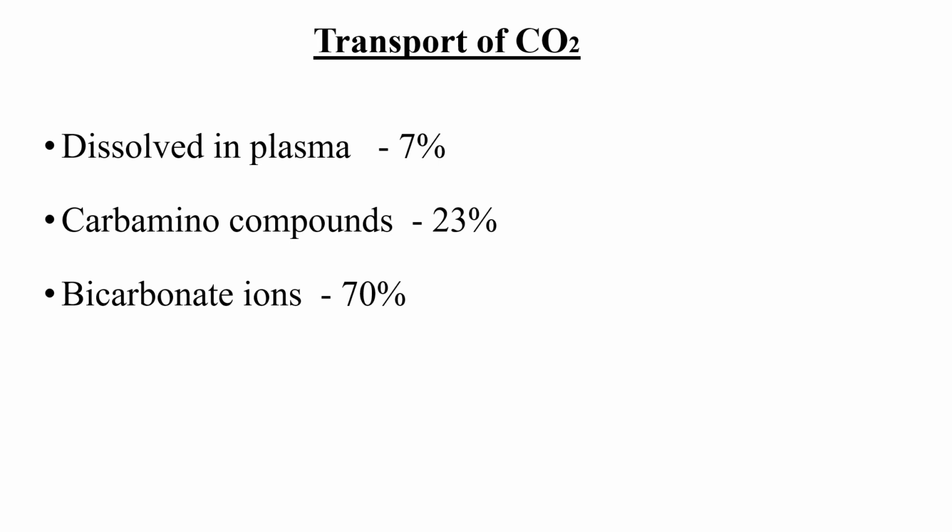We discussed what pulmonary ventilation, external and internal respiration are, and what the different factors involved in external, internal, as well as pulmonary respiration are. We also discussed the transport of oxygen and carbon dioxide, and the factors affecting the affinity of hemoglobin for oxygen. So that is all about today's topic.